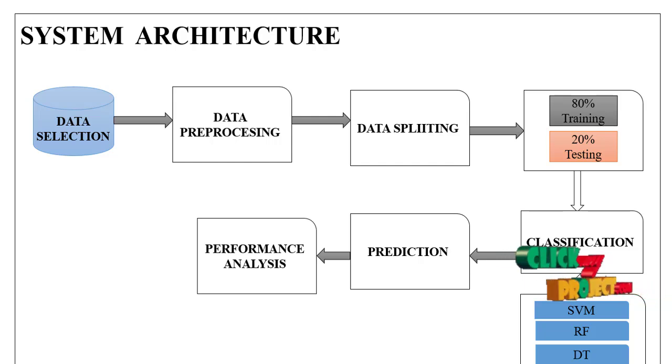ratios. And then the classification, in which we fit the ML models like SVM, RF and DT. SVM is support vector machine, then random forest and decision tree. And then finally we predict how the classes classify our stress status. And then performance analysis. Here we calculate the accuracy, F1 score, and then sensitivity, specificity.